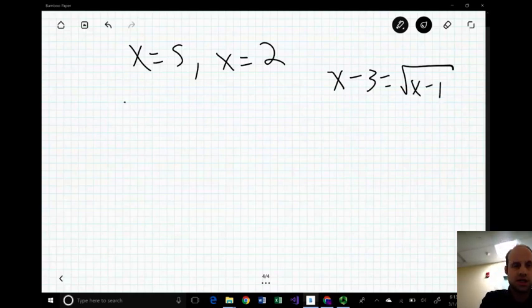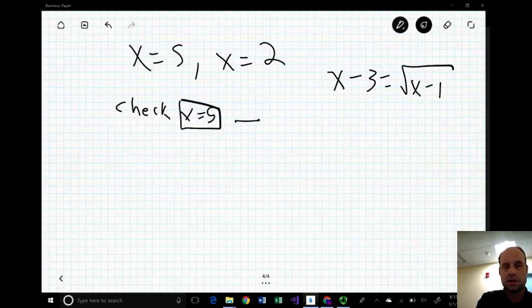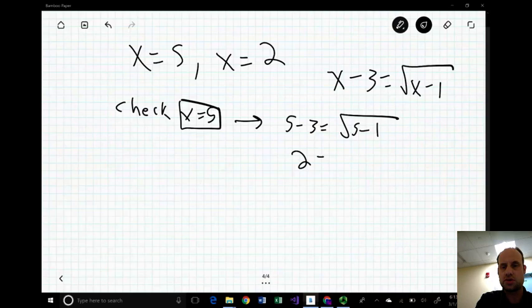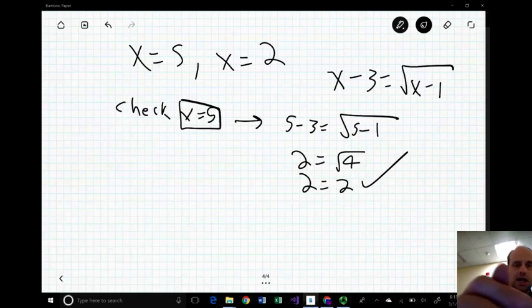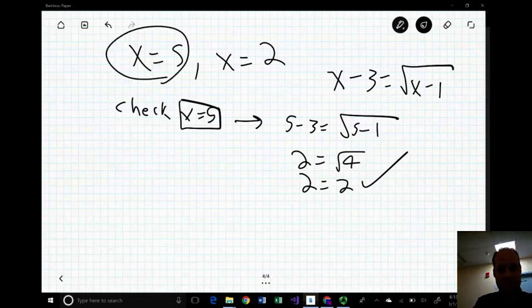Okay, let's go ahead and check x equals 5. Okay, let's do it. So that's going to be what? 5 minus 3 equals the square root of 5 minus 1. So that means 5 minus 3 is 2 equals the square root of 4. This looks good. 2 equals 2, a big fat check right there. Okay, so x equals 5 is legit. Okay, legit.